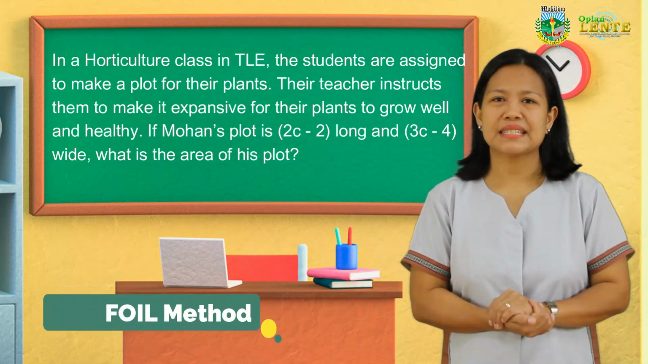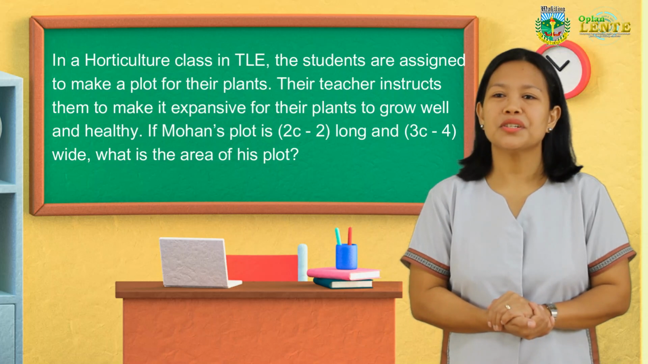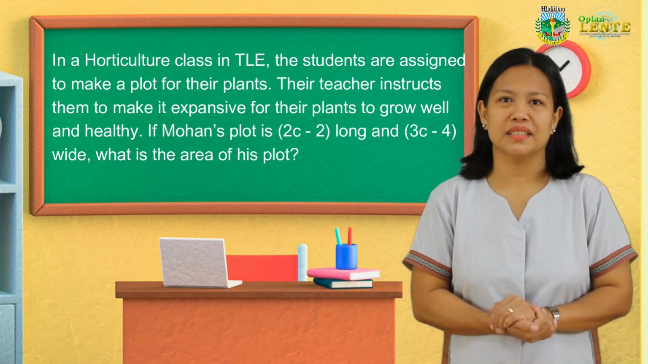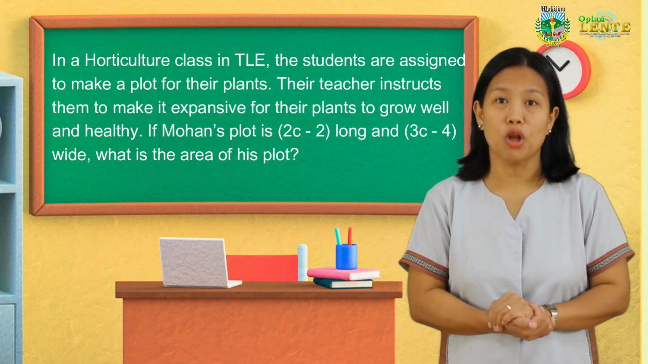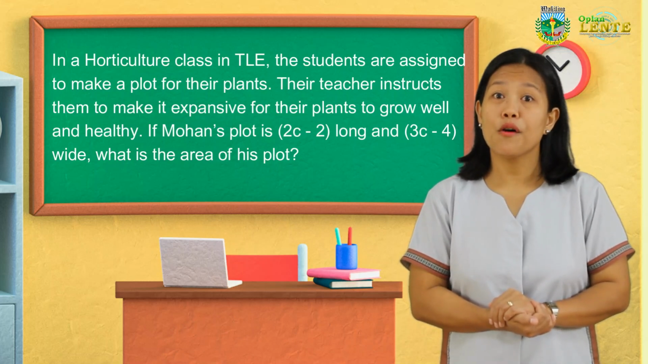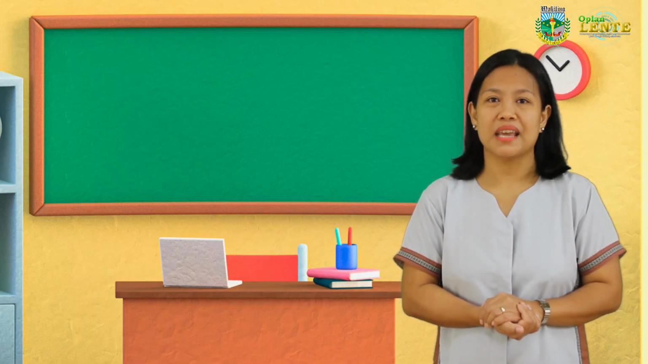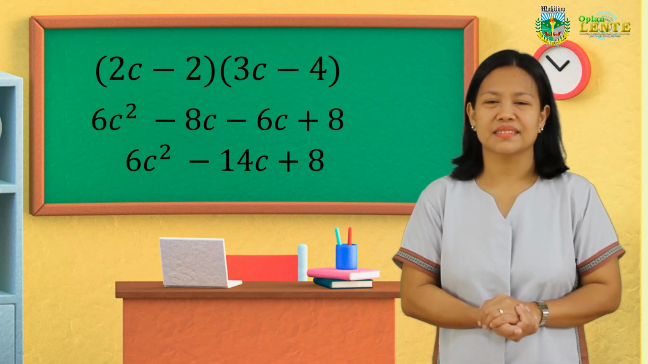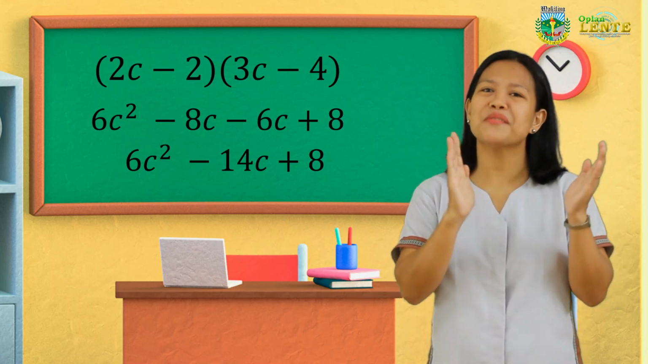In a horticulture class, the students are assigned to make a plot for their plants. Their teacher instructs them to make it expansive for their plants to grow well and healthy. If Mohan's plot is the quantity of 2c minus 2 long and the quantity of 3c minus 4 wide, what is the area of his plot? Using the FOIL method, the area of Mohan's plot is 6c squared minus 14c plus 8. If you have the same answer, you got it right. Very good.